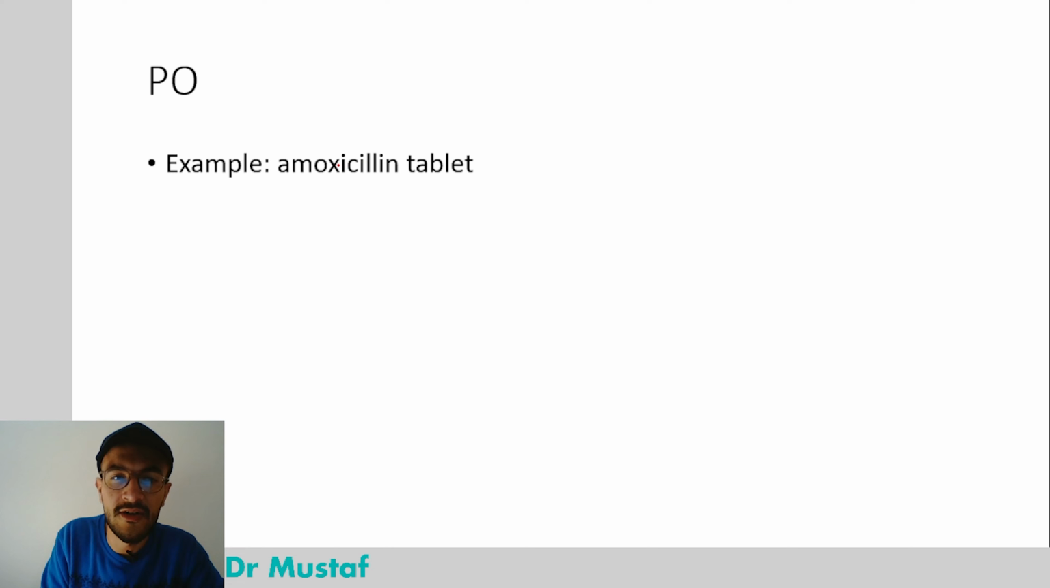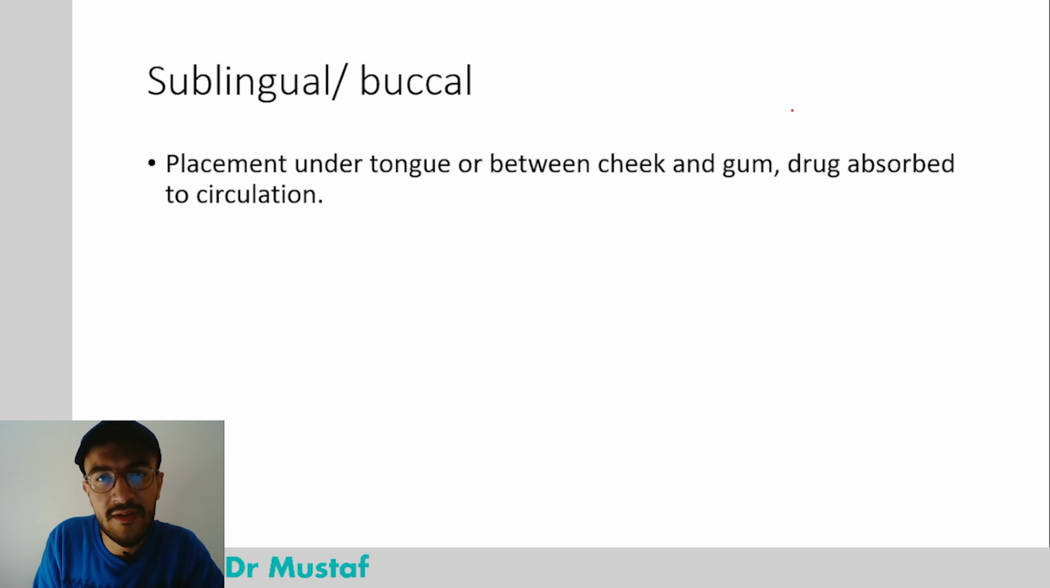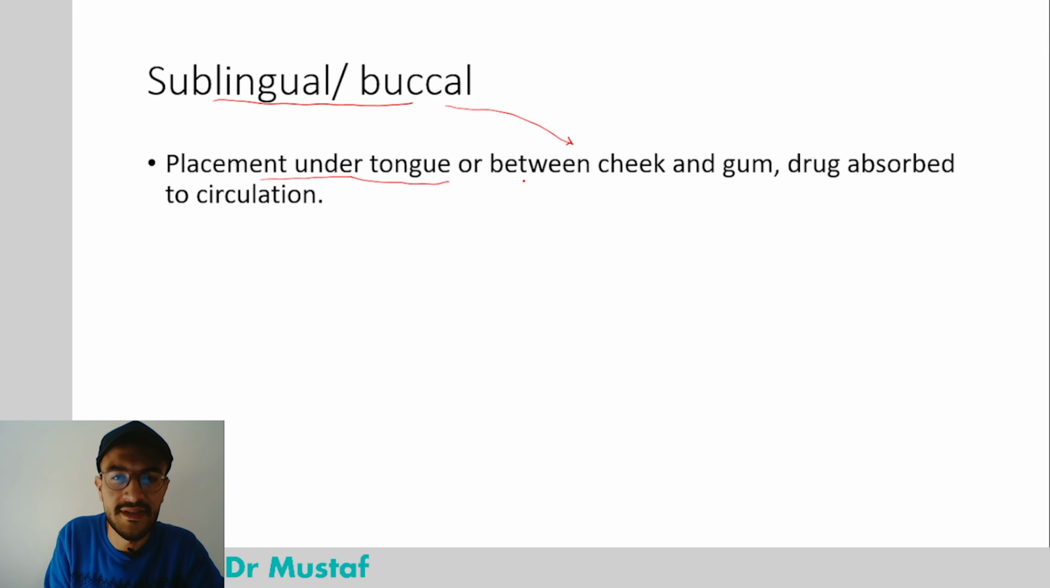Example for the oral route is the amoxicillin tablet. Now let's talk about the sublingual and the buccal routes. The sublingual is when we place the drug under the tongue, and the buccal is when we place the drug between the cheeks and the gums.